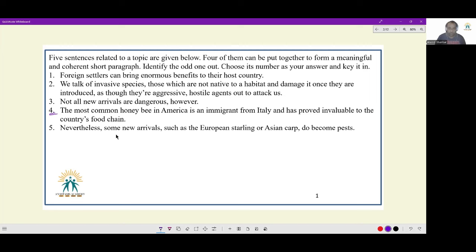Statement 5. Nevertheless, some new arrivals, such as the European starling or Asian carp, do become pests. Okay. So right now, I can see statement 2 and statement 5 highlight the negativity of invasive species. In fact, I can very confidently say 2 is the introductory statement. After I remove 1 statement, of the remaining 4, 2 will be the introductory statement, because this is where the term invasive species has been introduced. They have been defined, those who are not native to a habitat.